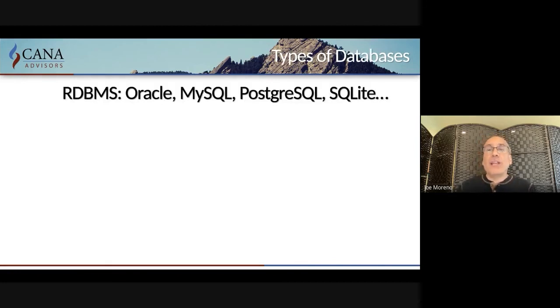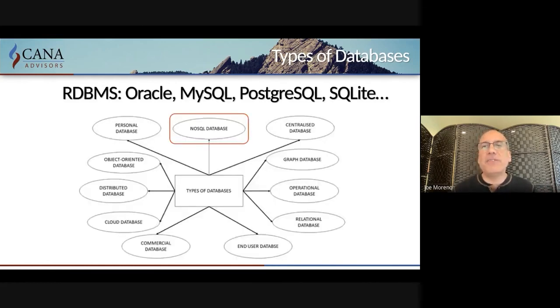Relational databases are obviously one type of database, and the most popular relational databases are Oracle, MySQL, PostgreSQL, SQLite. Those are very popular relational databases, but there are completely other types of databases. The most popular one here that I circled in red is a NoSQL database.